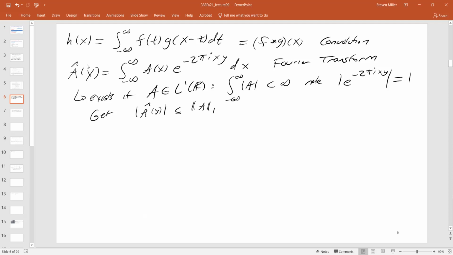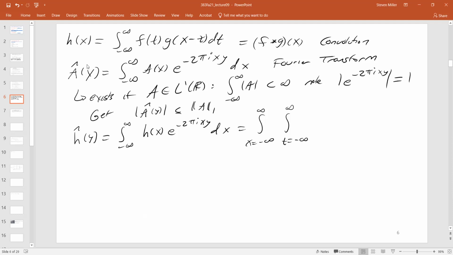Let's calculate h hat of y. So h hat of y would be the integral from minus infinity to infinity of h of x e to the negative 2 pi i xy dx. This is the integral, x goes from minus infinity to infinity, integral t goes from minus infinity to infinity, f of t, g of x minus t, e to the negative 2 pi i xy dt dx.